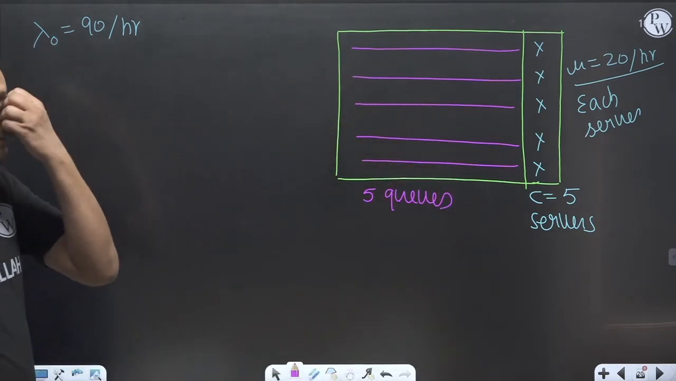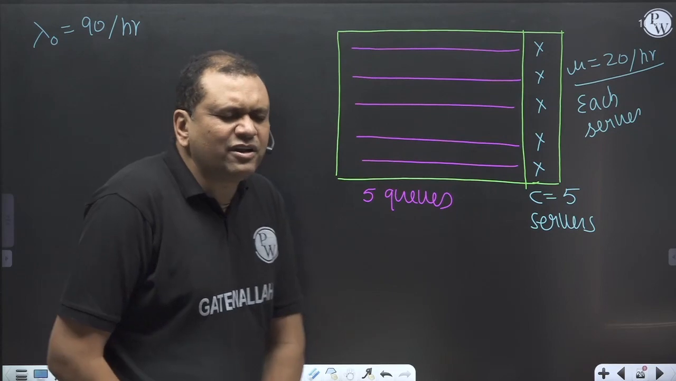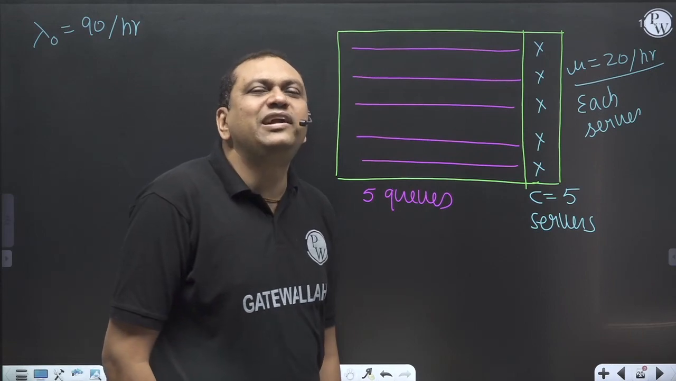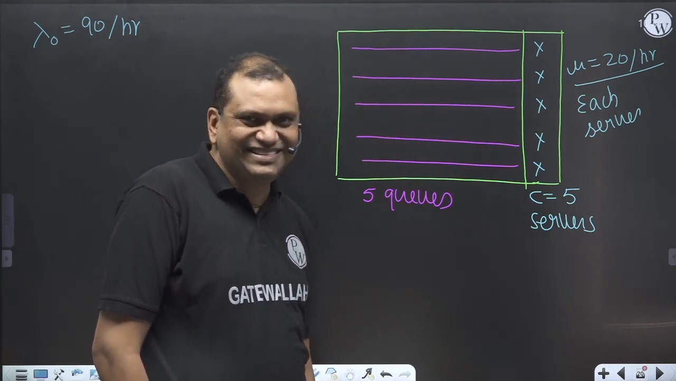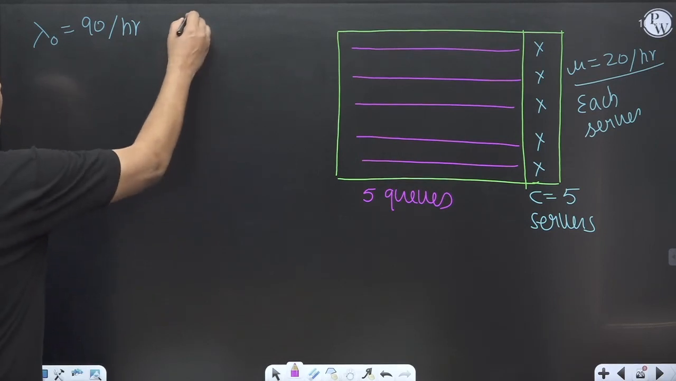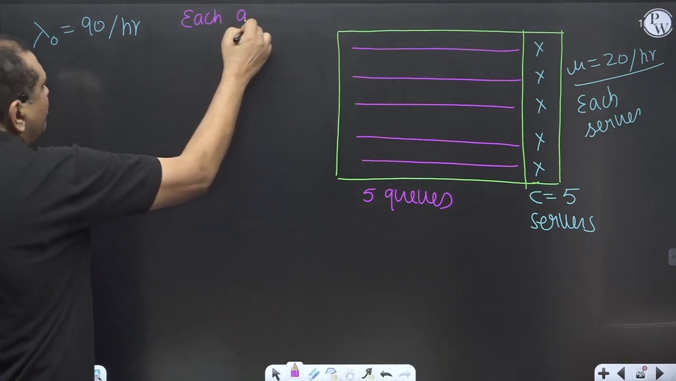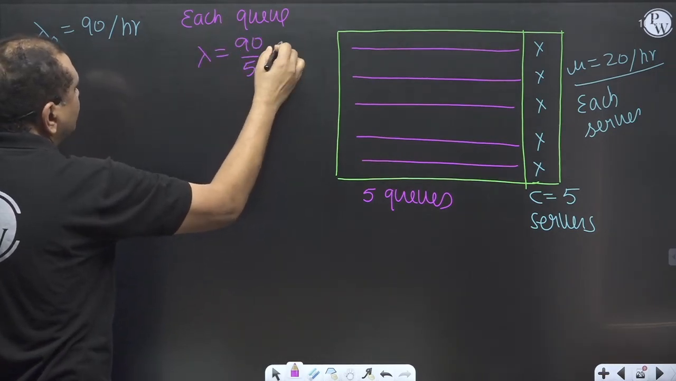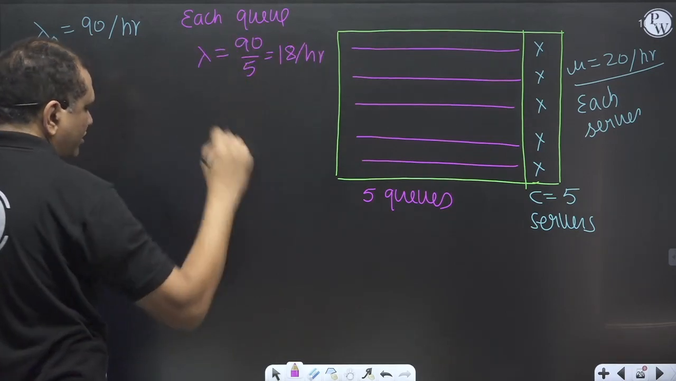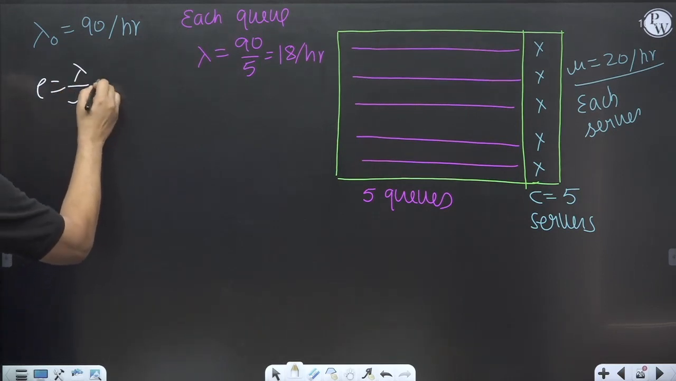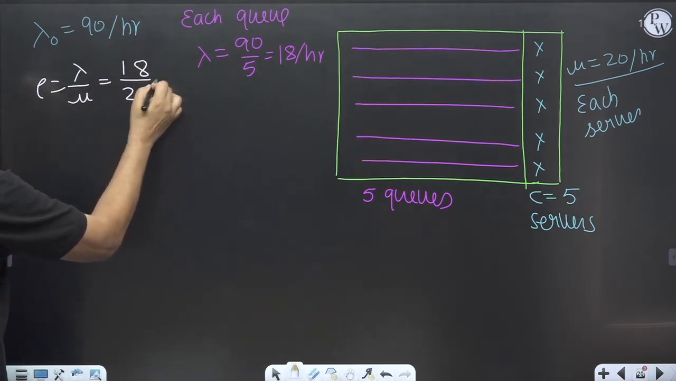There are 5 queues. So this problem is called the multiple server, multiple queue problem. Because there are 5 servers and 5 queues, for each queue, what is lambda? 90 by 5, so 18 per hour. So my rho will be lambda by mu, 18 by 20.